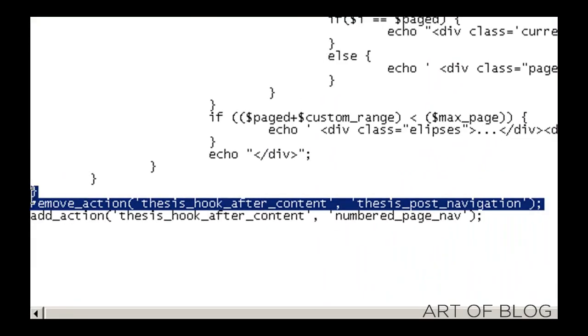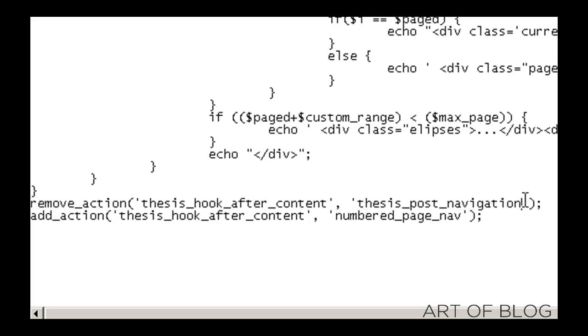Okay, and then finally, the Thesis hook. The remove action here just removes the natural Thesis post navigation, which is basically just the previous and next post link, and then add action thesis hook after content adds our numbered page nav in place of it. I should say thesis hook after content puts it below all of the blog posts, but it does not put it below the sidebar, so it just puts it in your content column.